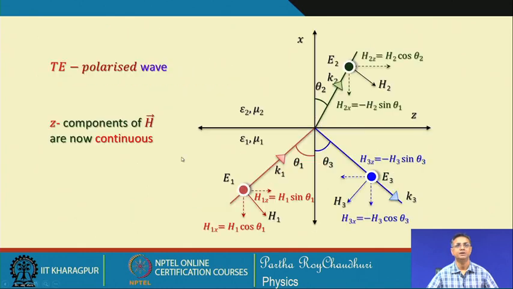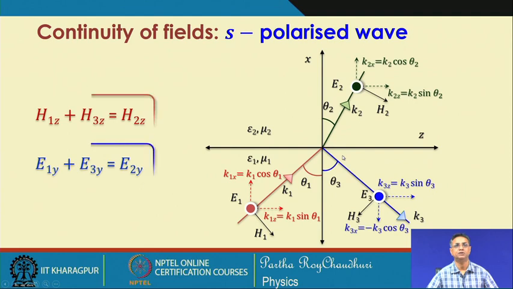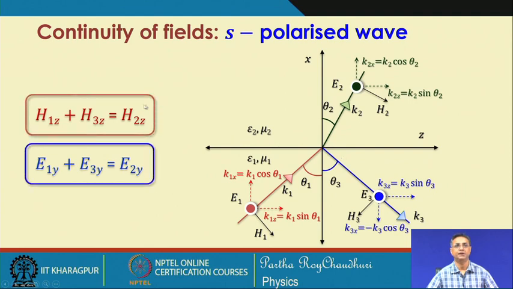So, for the TE polarized wave, the z components of H are now continuous, this is the boundary condition. Z component of H means this is the z component, this is the z component and this is the z component. So, these two put together must be equal to this. So, that is the continuity condition for the magnetic field. So, if I use both the continuity conditions, that is the y component, they are already continuous because they are along the y direction, they are along the interface plane.